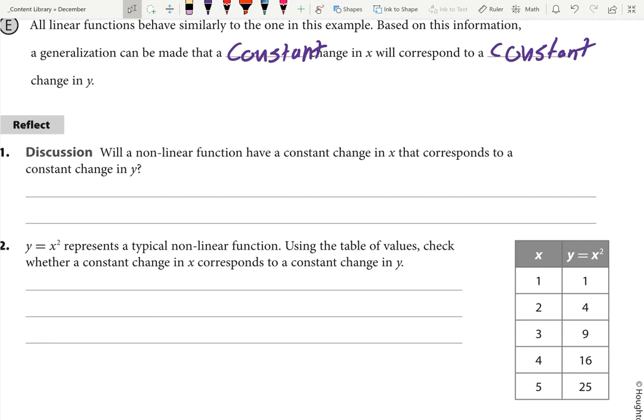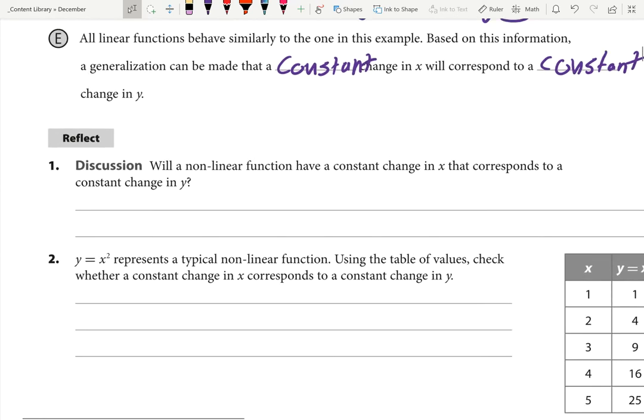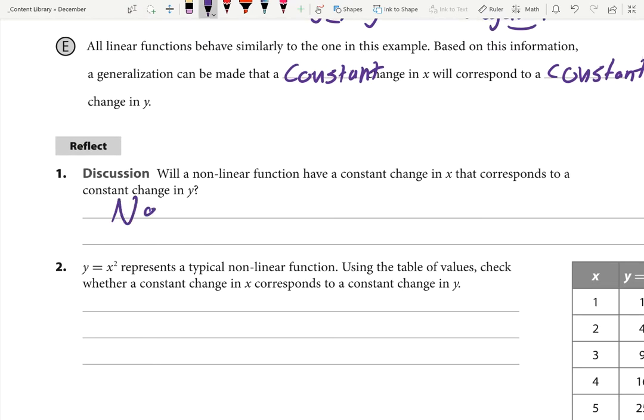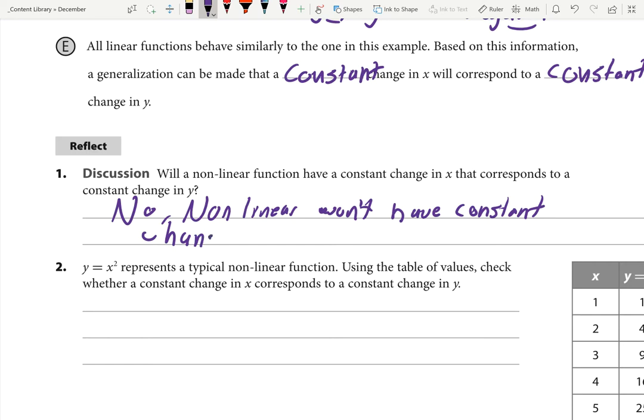So will a nonlinear function have a constant change in x that corresponds to a constant change in y? The answer is no in this case. Only linear functions have a constant change in x that corresponds to a constant change in y. Nonlinear functions will not have those constant amounts. So nonlinear won't have constant change in both x and y.